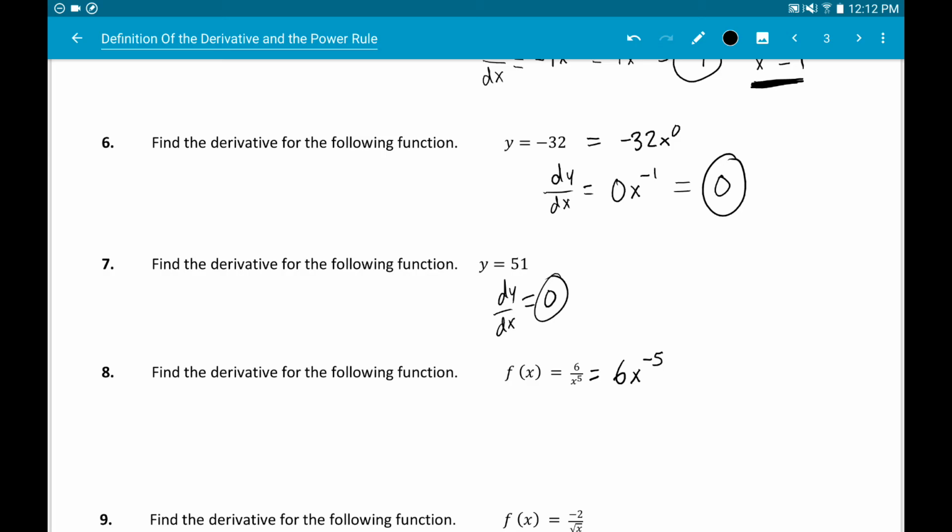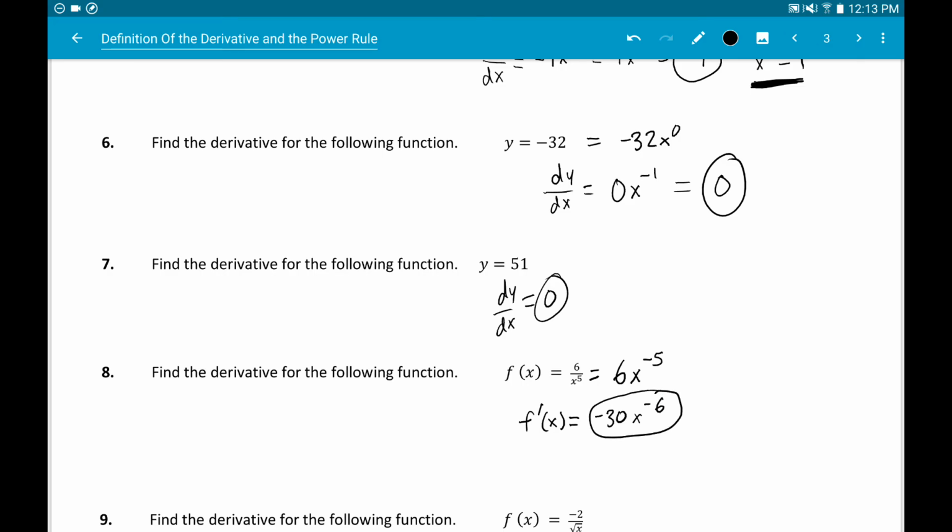So 6 over x to the 5th is the same thing as saying 6x to the negative 5. Now x is written on top, so we can work it like we've done the previous questions. So 6 times negative 5 is going to be negative 30. x to the negative 5 minus 1 is going to be negative 6.